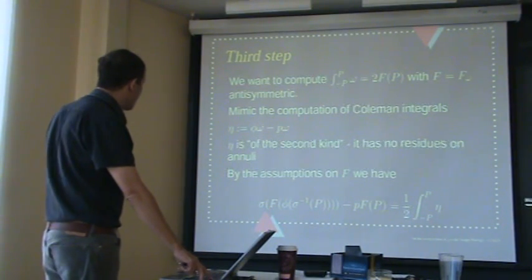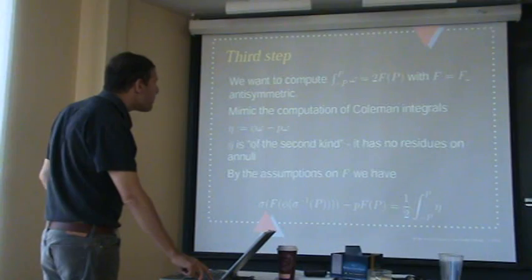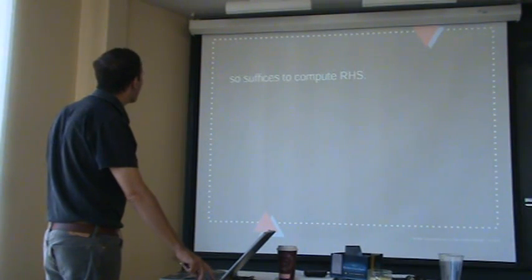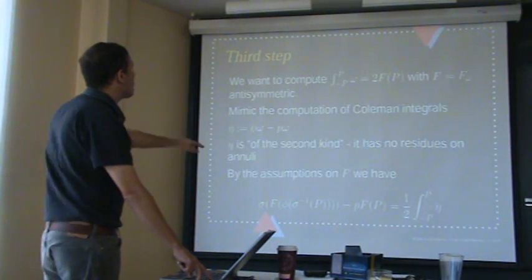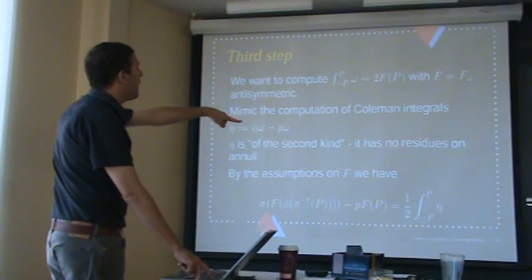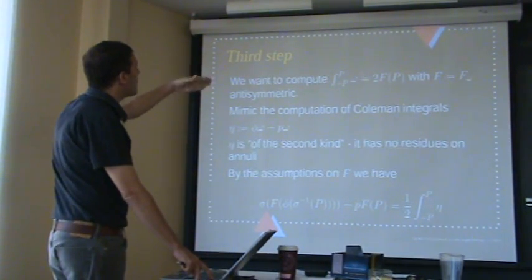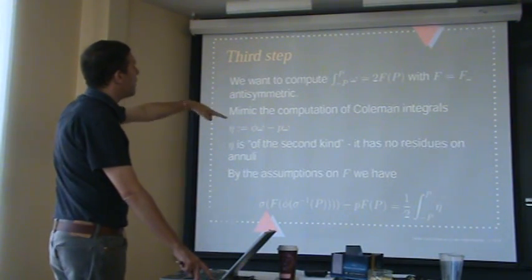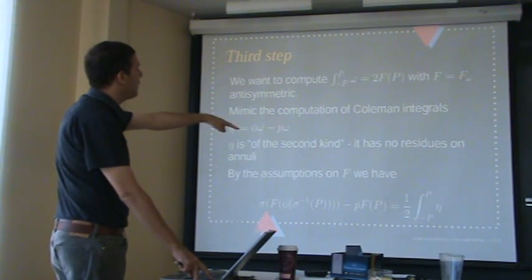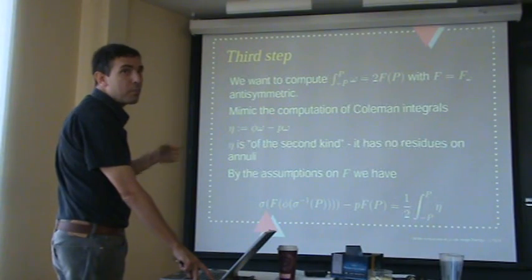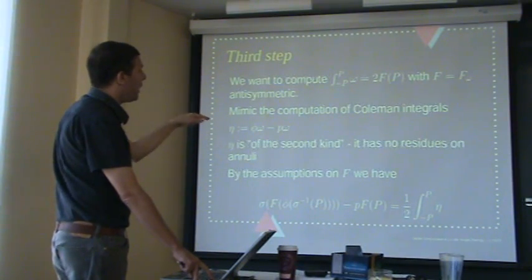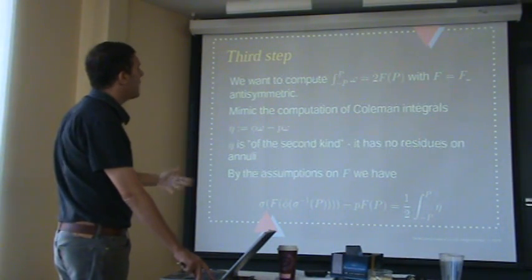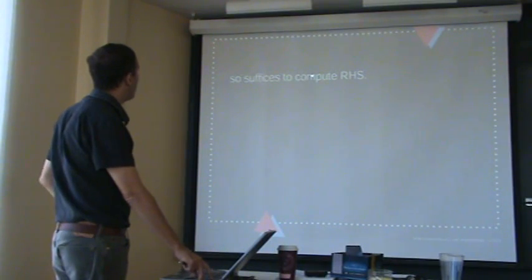So I'll try to skip that so I don't steal the punchline from the other talk. What I need to do is compute the integral from minus p to p of eta. And it looks like I've done nothing, because I've only replaced the integral from minus p to p of omega with the integral from minus p to p of eta. But the point is that this integral of eta is of the second kind. So in that sense, we're slightly better.